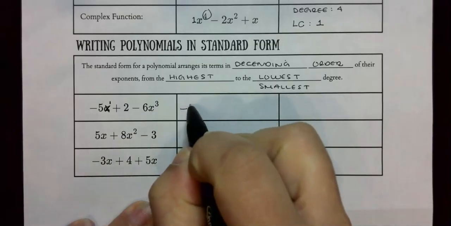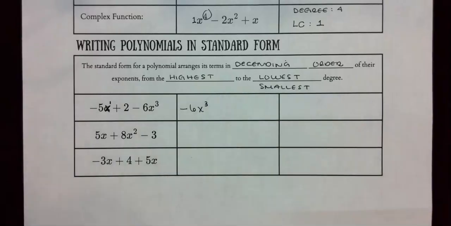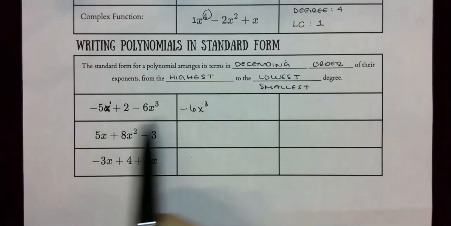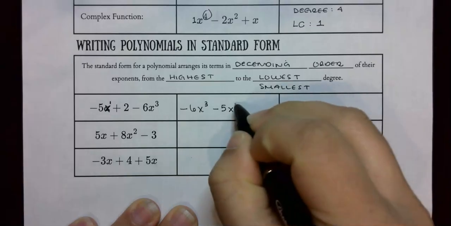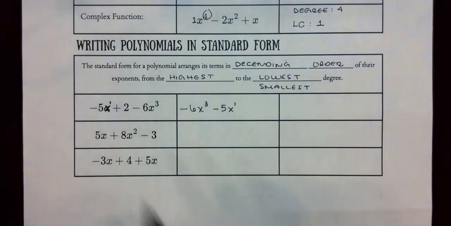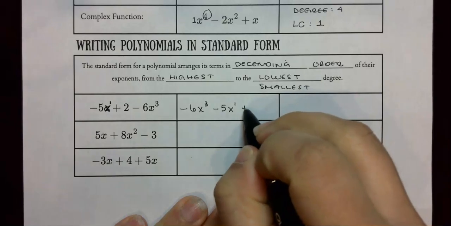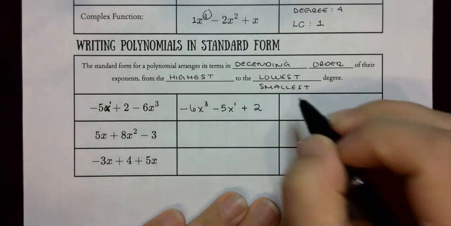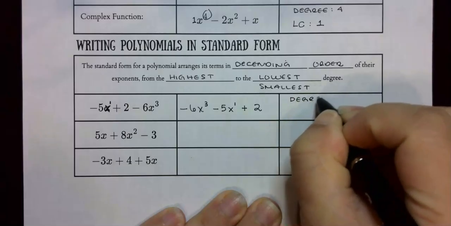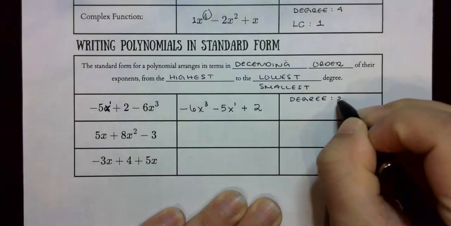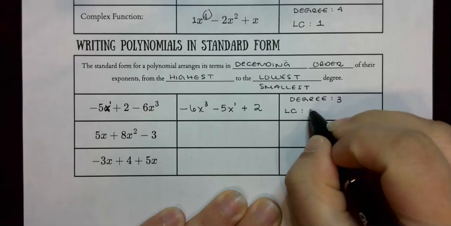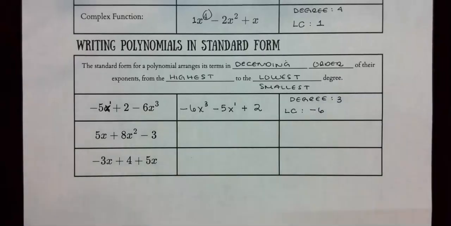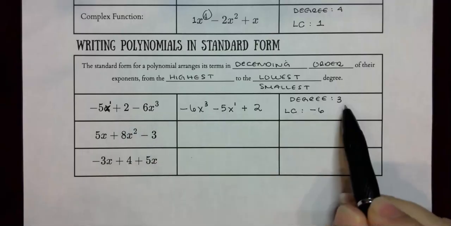So we're going to say negative 6x to the 3rd. We don't have a 2nd power, so we're going to skip it and go to the negative 5x to the 1, or you can just put negative 5x. And since the 2 is our constant, it's a positive 2, so we're going to say plus 2. So for this one, the degree, the highest exponent, is 3, and the leading coefficient, LC, is negative 6. And there you go. That's all we're doing here. So this is a cubic function because of degree 3.